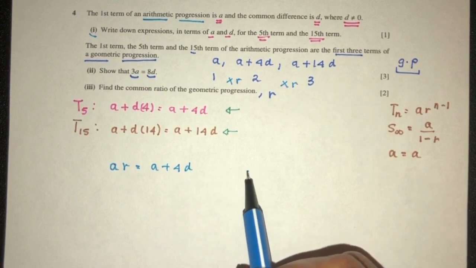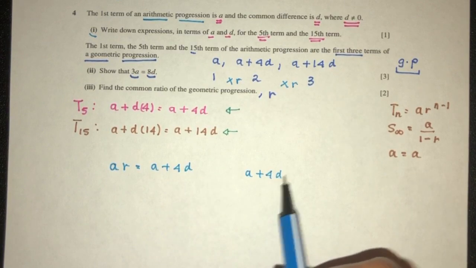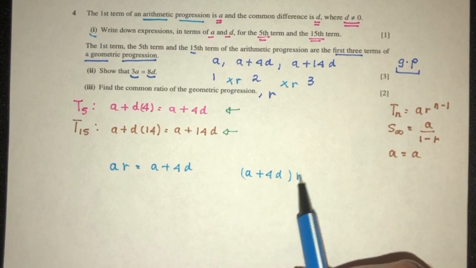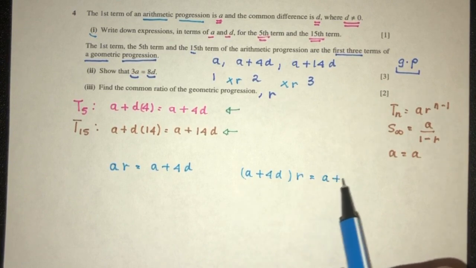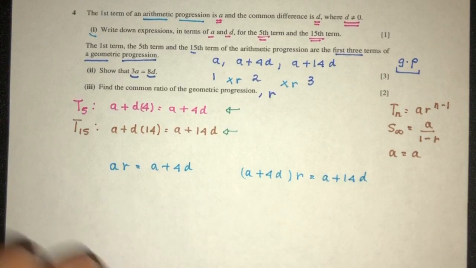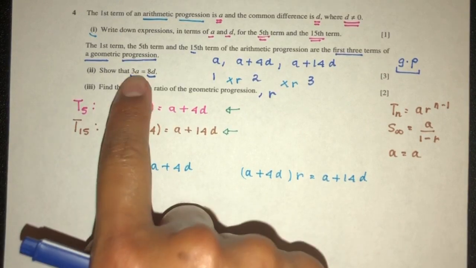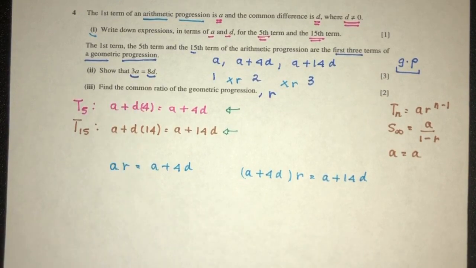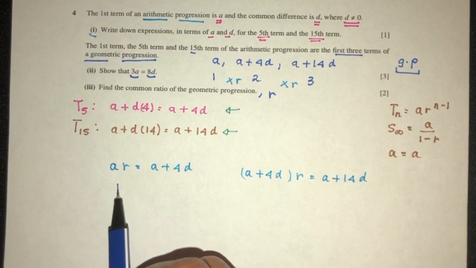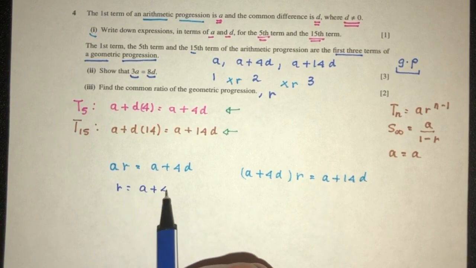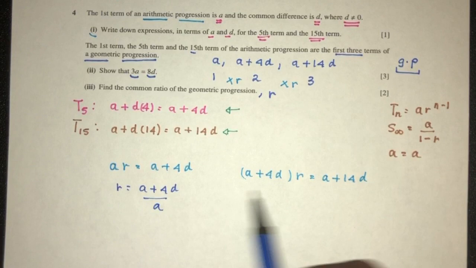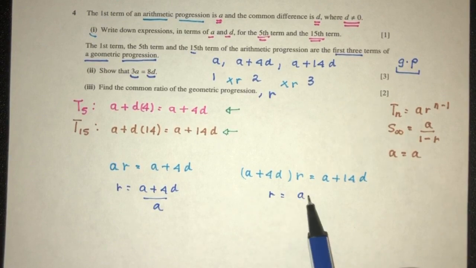And from the second term, if you multiply by r, you will get the third term. So here we can use that information or equation to show that we have 3a equal to 8d. First things first, let's make r the subject. That will be this divided by a, and r will be this divided by a plus 40.